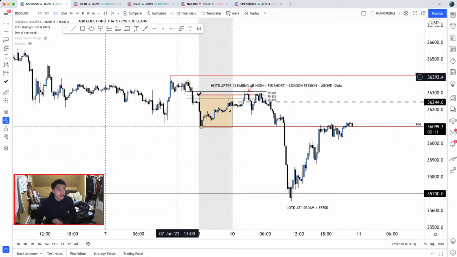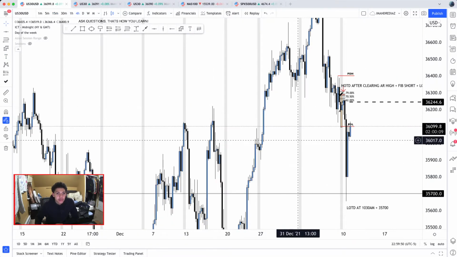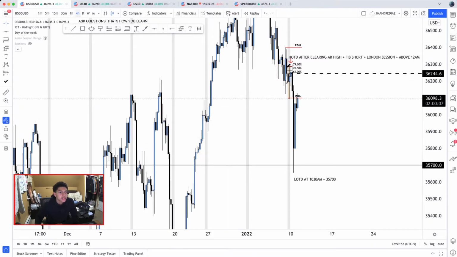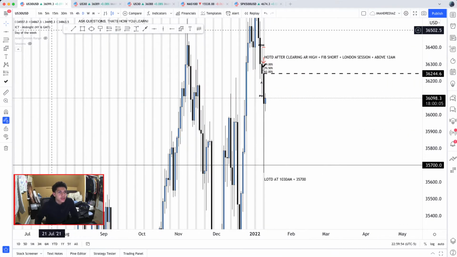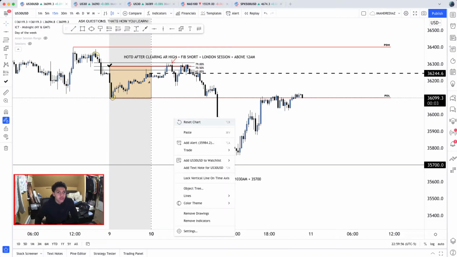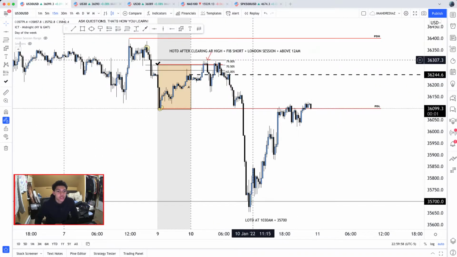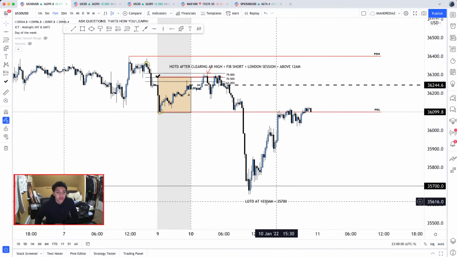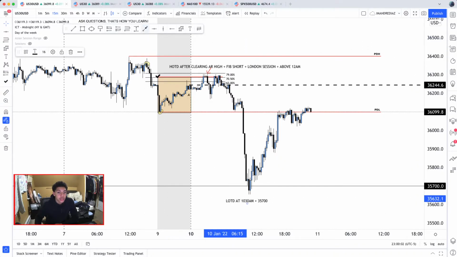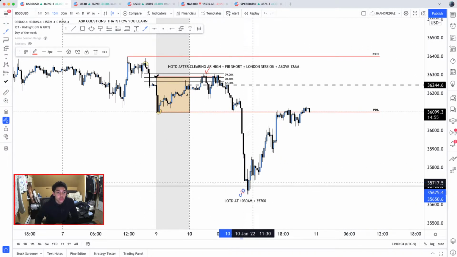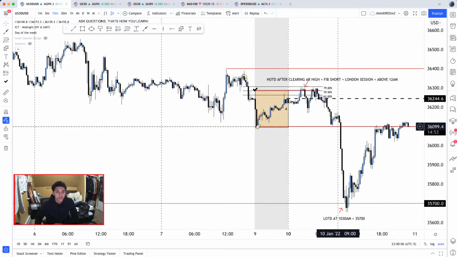There's probably other confirmations such as higher time frames somewhere. So let me check the daily. I don't really see any other higher time frame confluences, but we're just going to leave it at that for now. So we have the low of the day at 10:30 in the morning after trading into 35,700. So we're going to keep that annotated here.